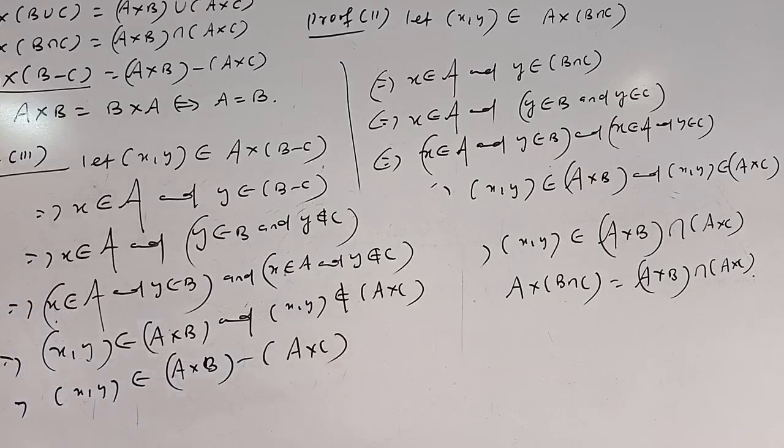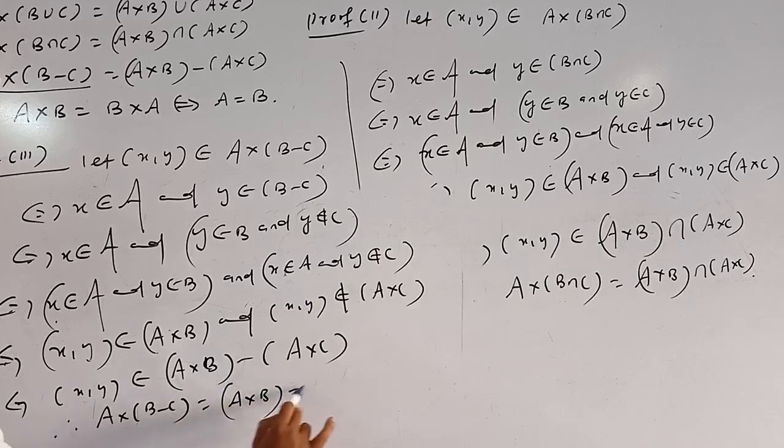Okay, minus A cross C means the ordered pair (x, y) belongs to A cross B and the ordered pair (x, y) does not belong to A cross C. That means you have to take the double implication. Therefore, A cross (B minus C) is equal to (A cross B) minus (A cross C). Okay, hence proved.